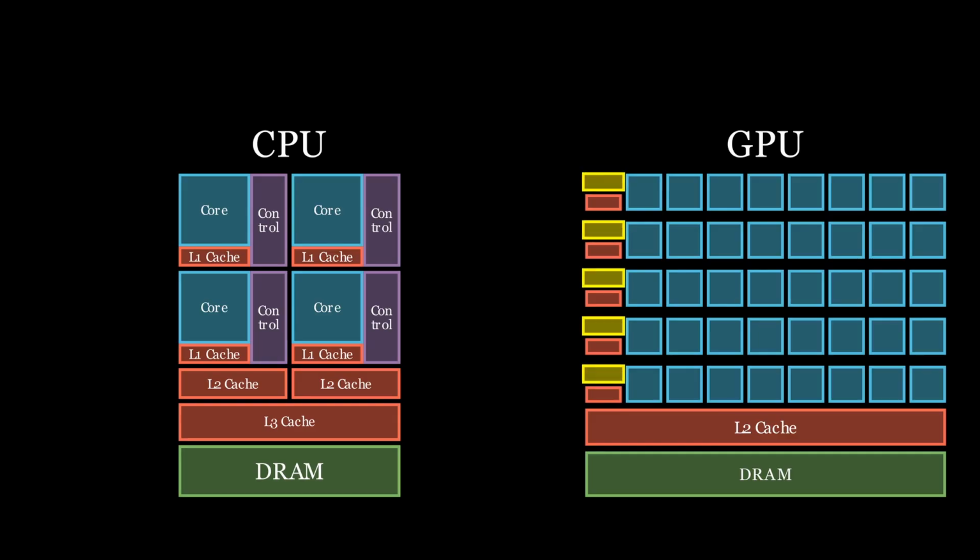Also, we can see that there are thread groups in the GPU that share the control units. That can point us to the fact that they all must execute exactly the same instruction at the same time.